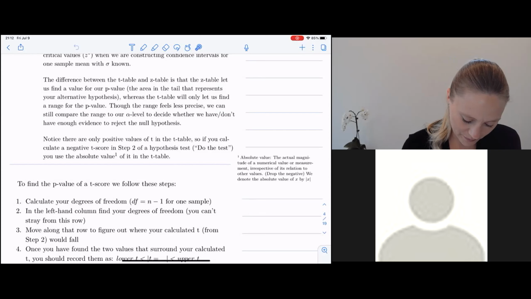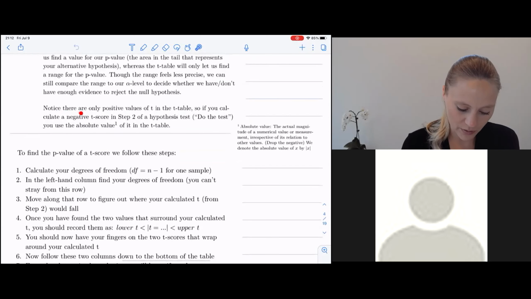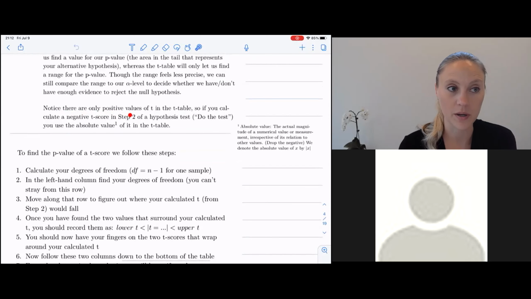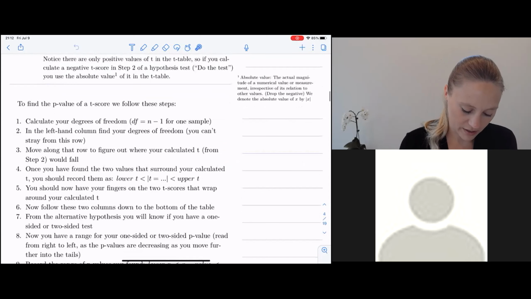And also a note here that there are only positive values of t in the t-table. So if you calculate a negative t-score, then you have to use the absolute value. And I've got the absolute value here, but it's really just dropping the negative, right? So here's what we were just going through.